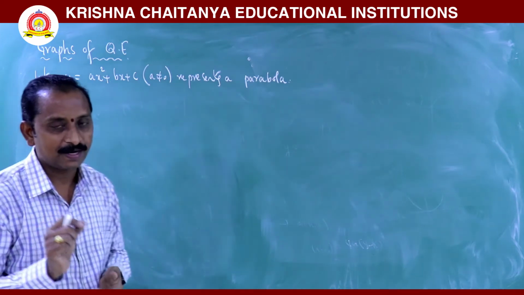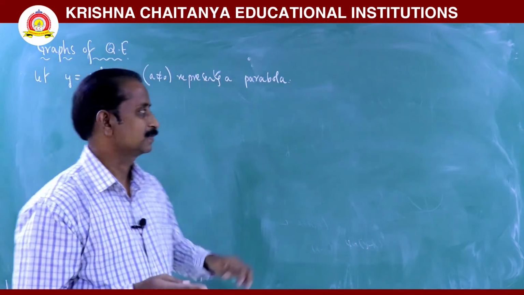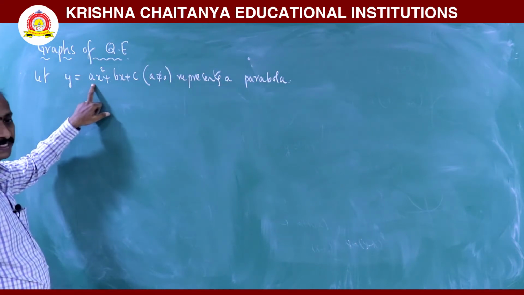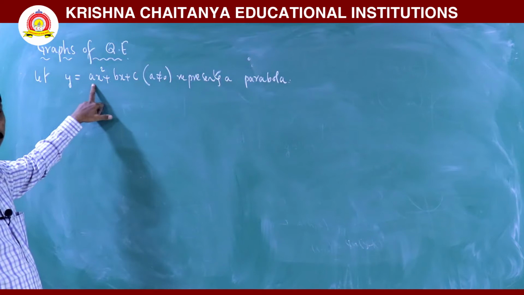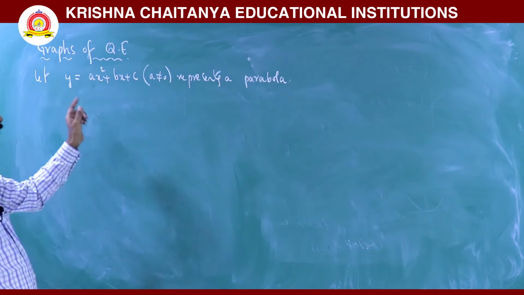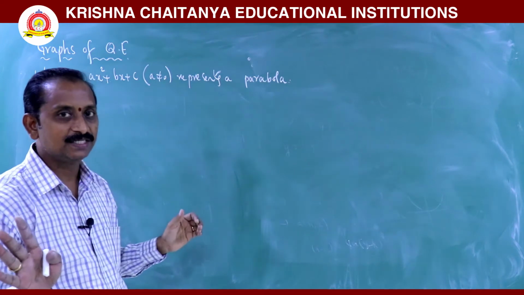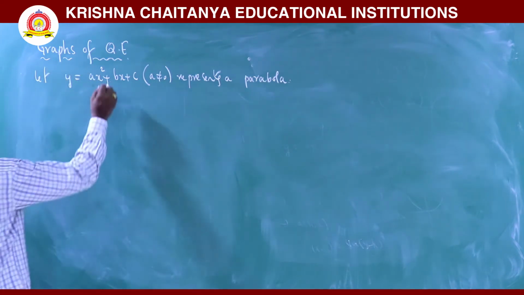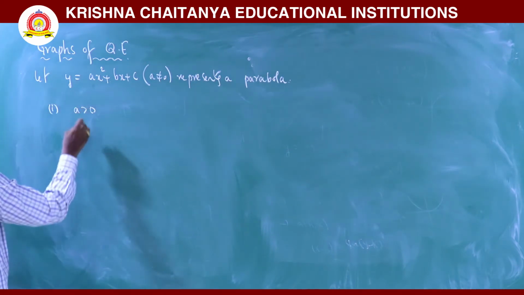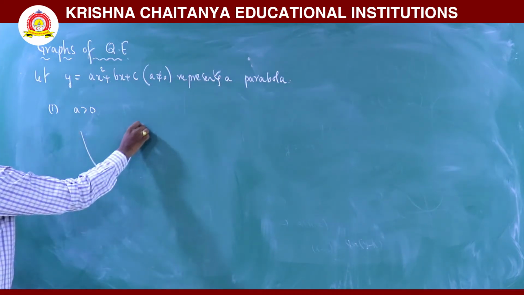To frame the quadratic expression graph, check the sign of a. Here a is nothing but the leading coefficient. Sign means either positive or negative. Now, if it is positive, if it is negative, what is the shape of the quadratic expression? If a greater than 0, the shape of the parabola or quadratic expression is like that.